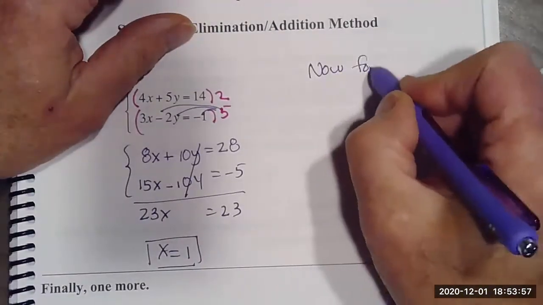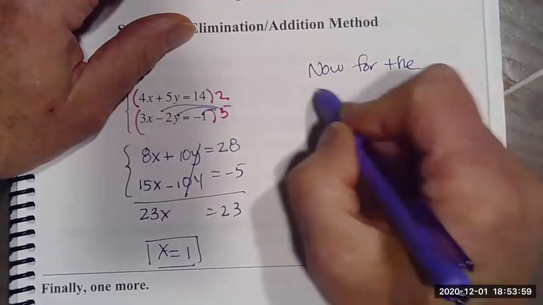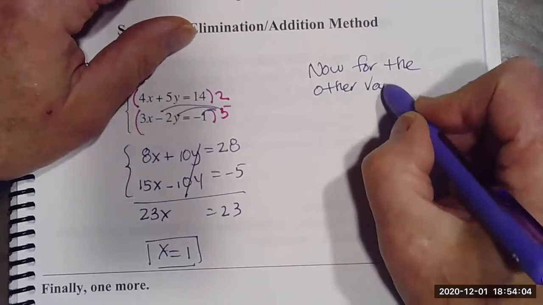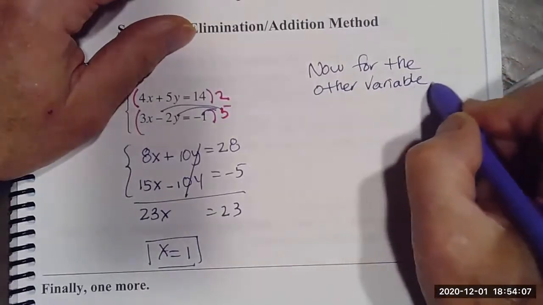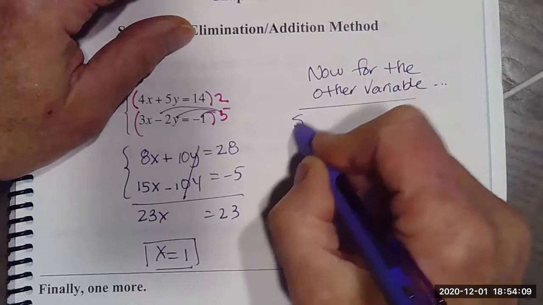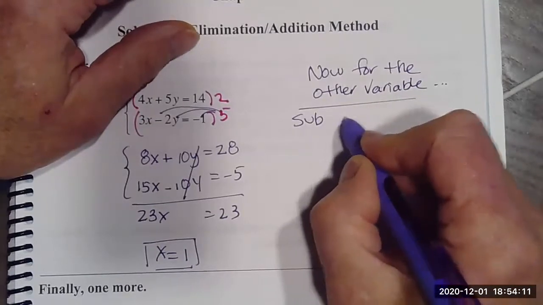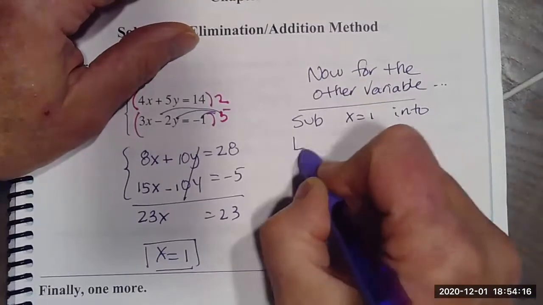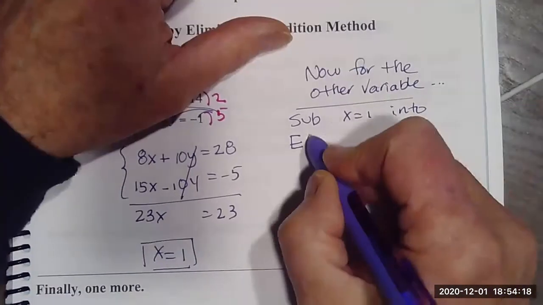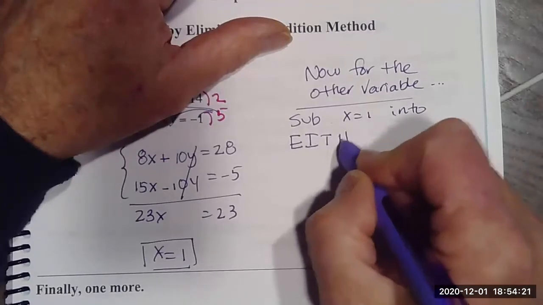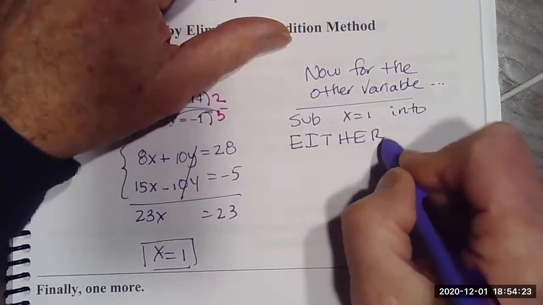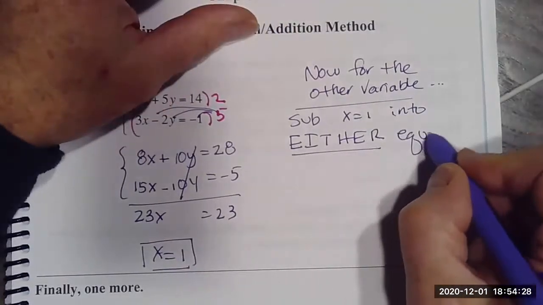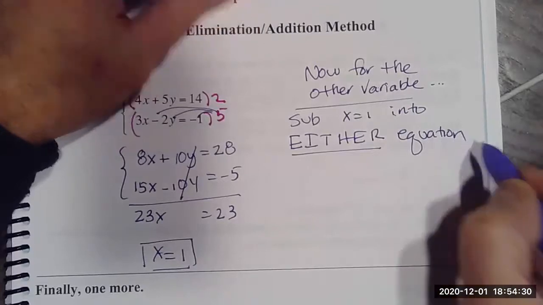Now for the other variable. Substitute x equal 1 into either, I'll capitalize it, E-I-T-H-E-R, equation. All right, here's the original.